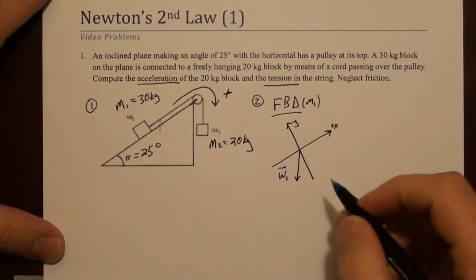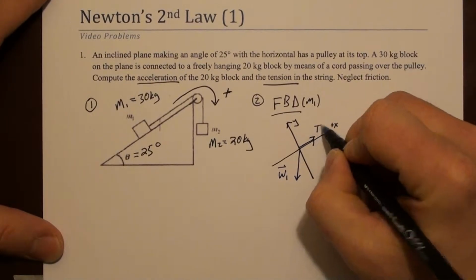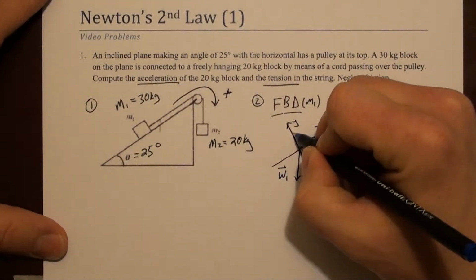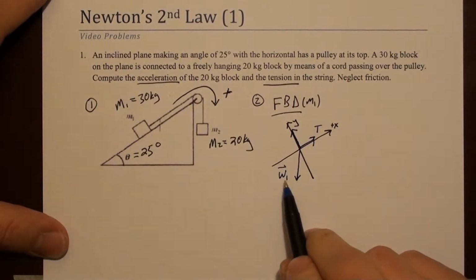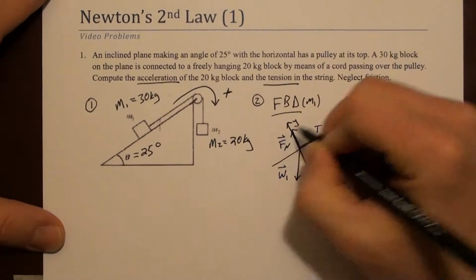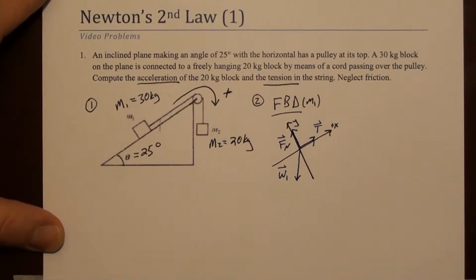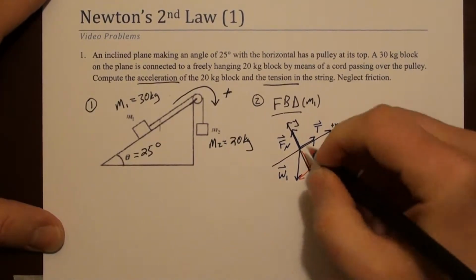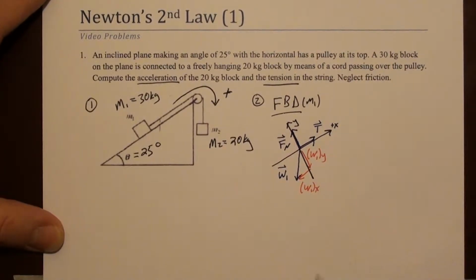We have a tension, which points up the incline. And we have a normal force, which in this case should exactly counteract the y component of the weight of this block. Right? So that's our normal force. And maybe we'll break this into x and y components while we're at it. So W1y, W1x.